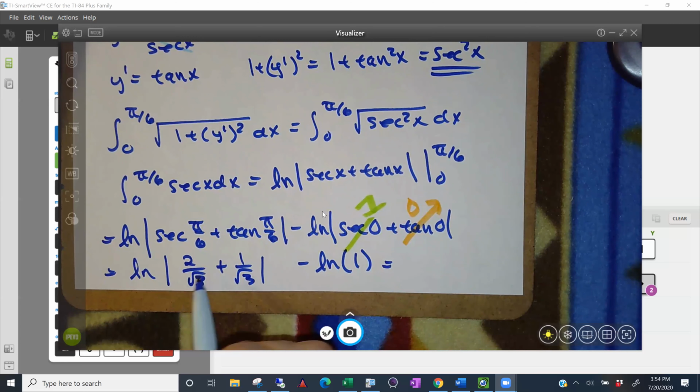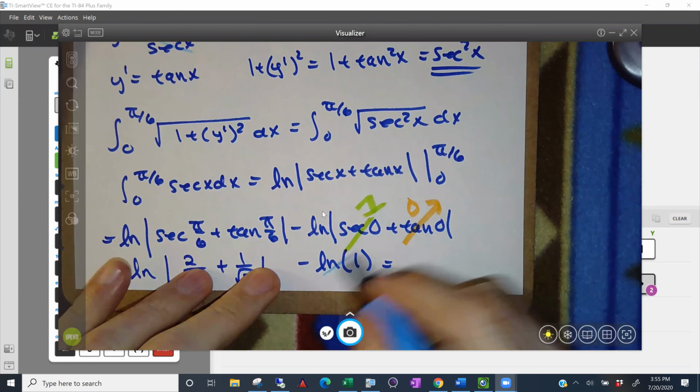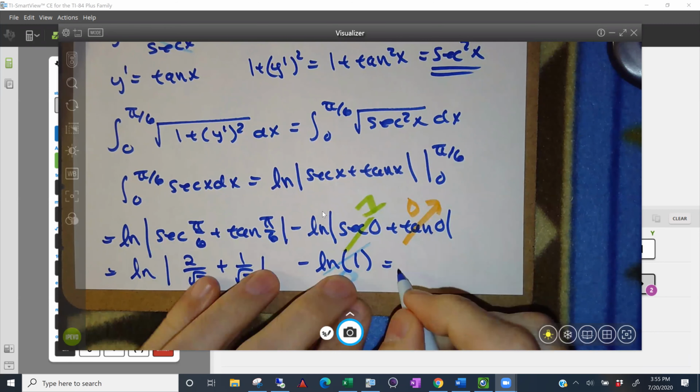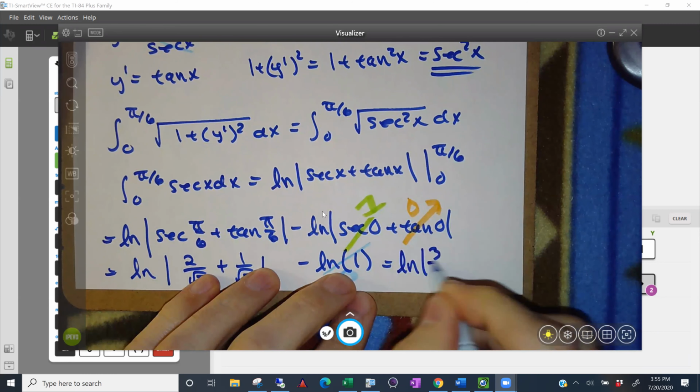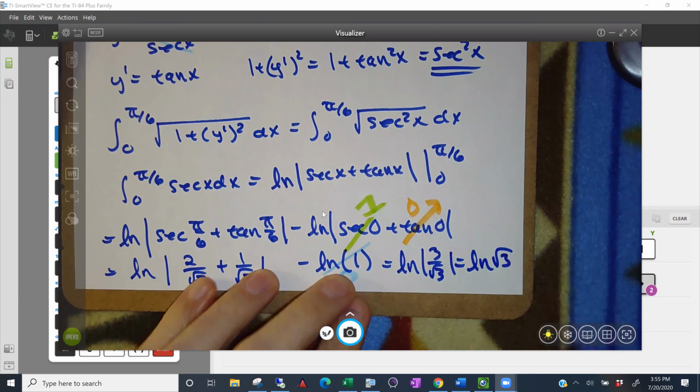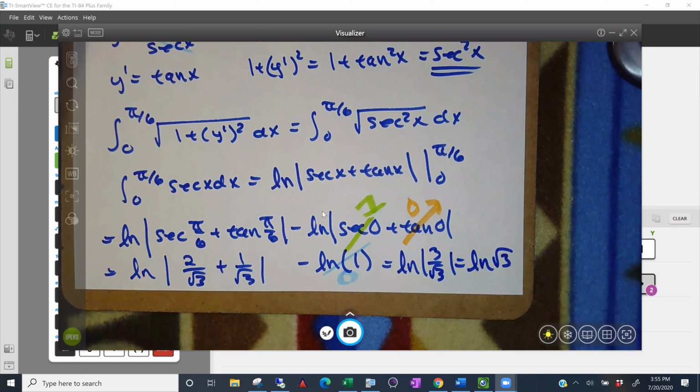This is going to simplify. I'll end up with 3 over the square root of 3. That's a big 0. I'll end up with ln of 3 over the square root of 3, which is just ln of the square root of 3. Nice.